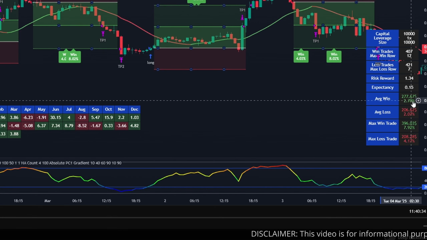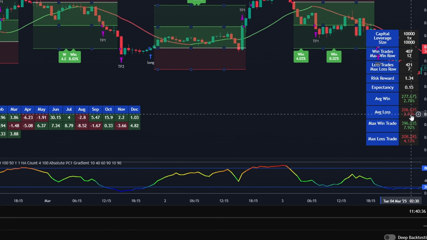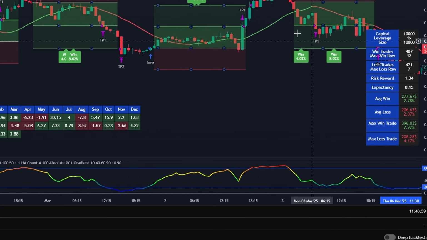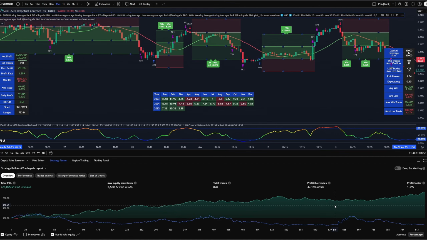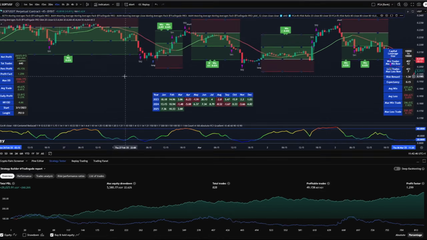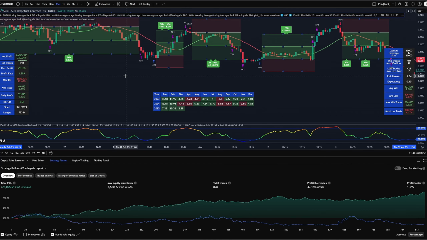Average win 2.78, average loss 2.07, which is not so good. Max win trade 7.92, and max loss trade 4.17. Of course, we are using the fixed percentage, so we will never earn or lose more than these percentages. By checking the buy and hold return, we can see that simply holding this asset would have lost more money than using our strategy. What I really love about this backtest is the equity shape.